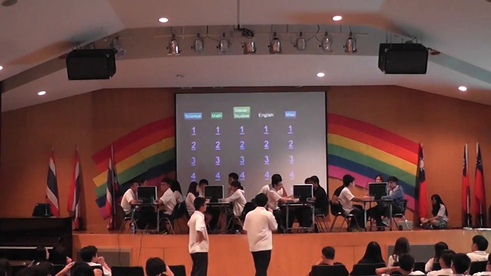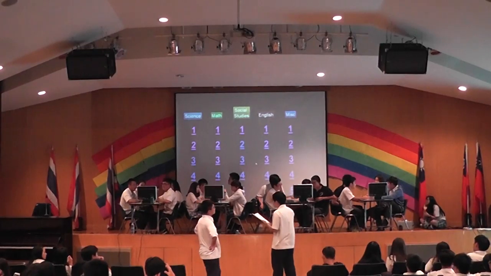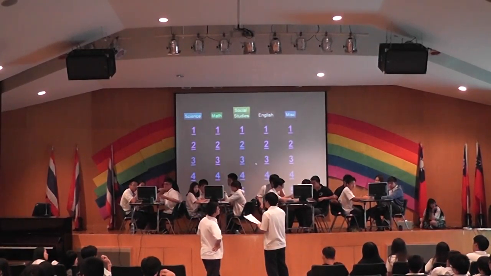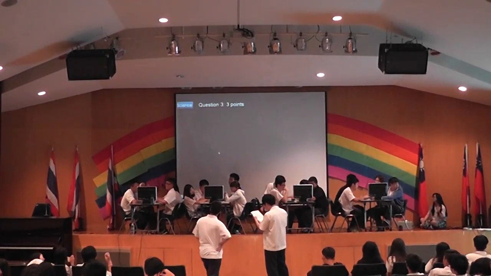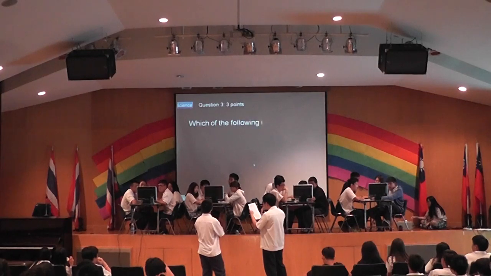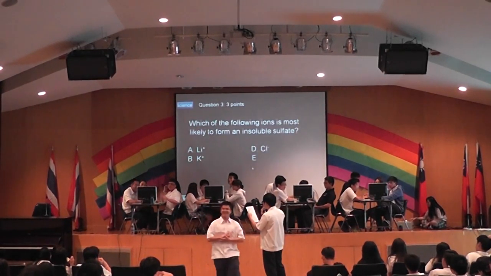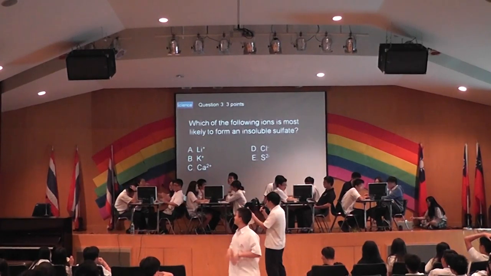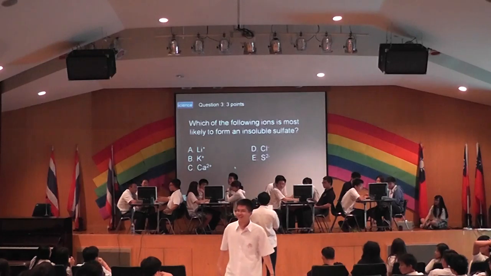Team 1, please choose your category. Science 3. Which of the following ions is most likely to form an insoluble sulfate? Please be quiet. Team 3. That is incorrect.